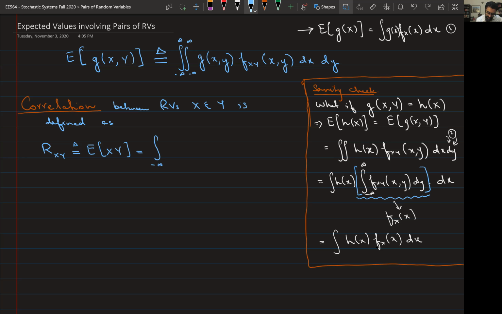minus infinity to plus infinity. What will it be equal to? We've done the definition up above, right? This would be g of xy. So this is actually a specific case of the function g of xy, where g of xy is equal to x times y, right? So this is just x times y times the joint PDF.